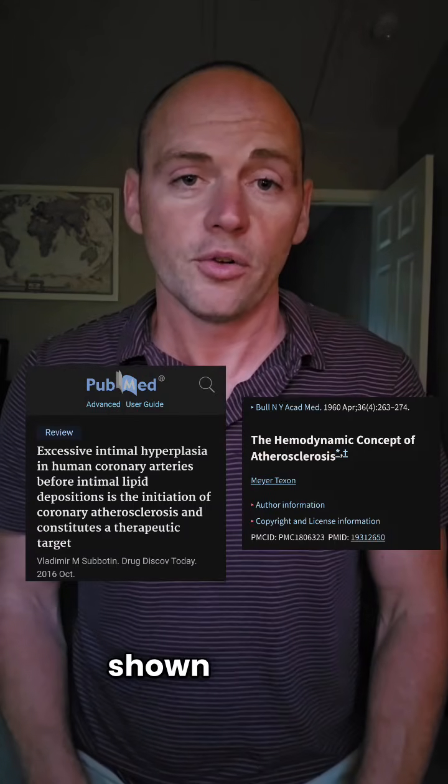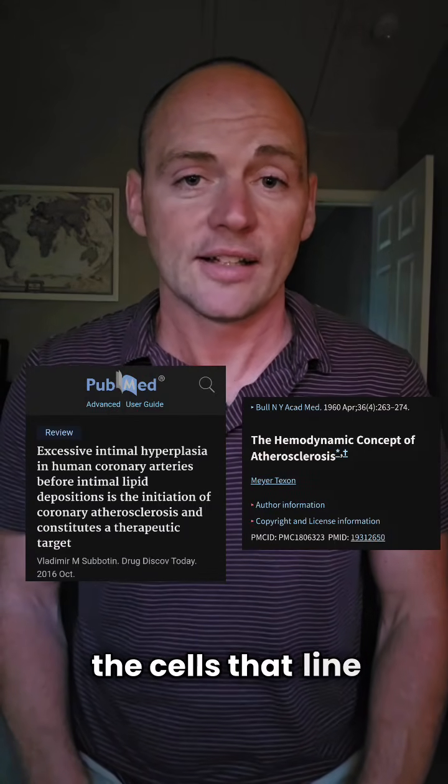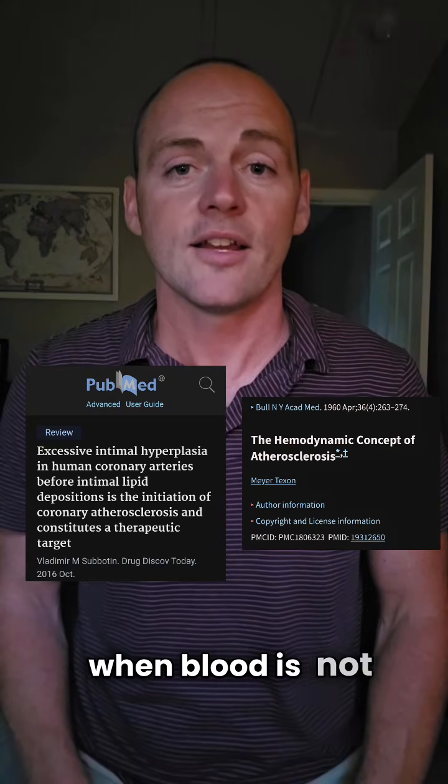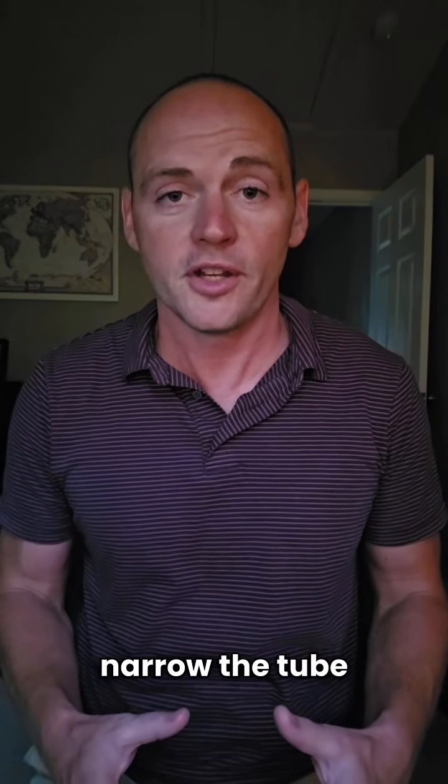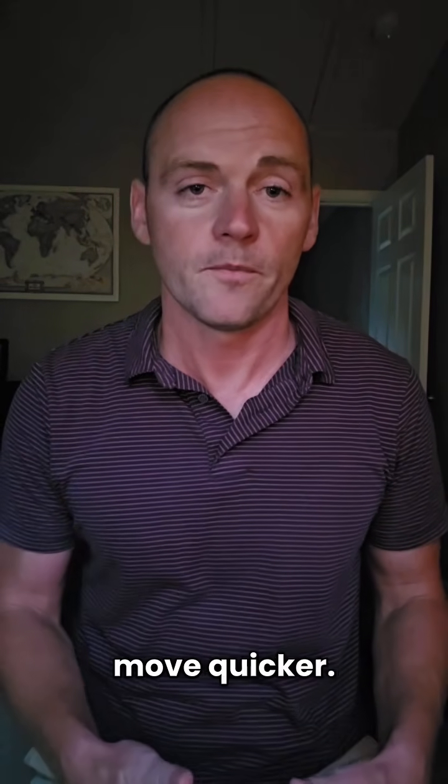Research has also shown that the multiplication of the cells that line the artery happens when blood is not moving as well as it should be. It becomes stagnant or sludgy. When this happens, the cells start to multiply in order to narrow the tube of the artery so blood will move quicker. So the real question we should be asking to avoid the development of plaque in arteries is how do we prevent artery damage and maintain adequate blood flow?